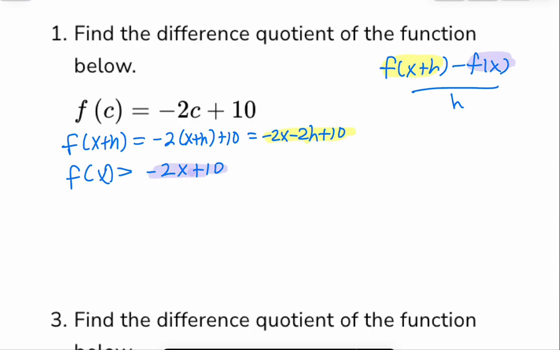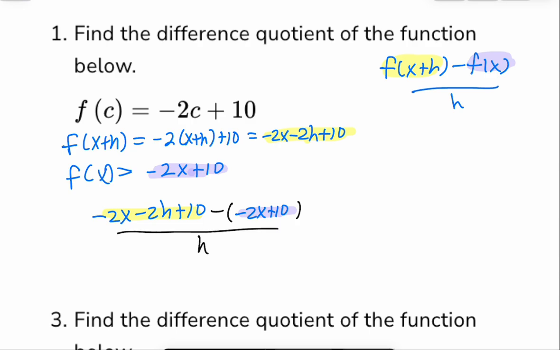But you see what's in front of the f of x? A negative sign? So that means we need the opposite of f of x, or we need to subtract f of x, however you want to think about it. Okay, so let's plop those into the difference quotient. We're going to write out f of x plus h, which is negative 2x minus 2h plus 10. Then we're going to have a minus symbol. Then in parentheses, I'm going to put f of x, negative 2x plus 10. So that's that, all over h.